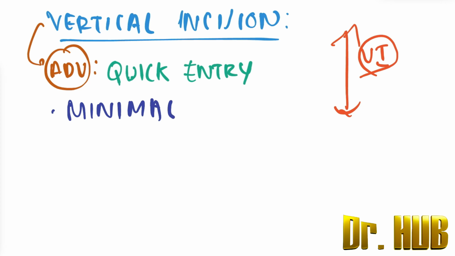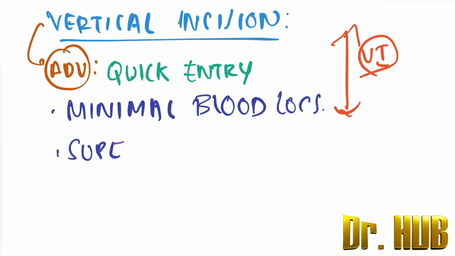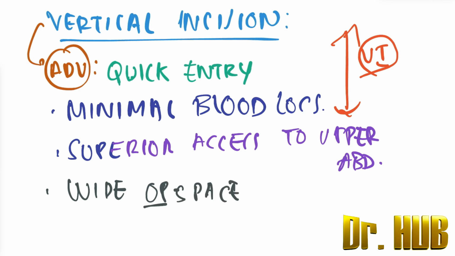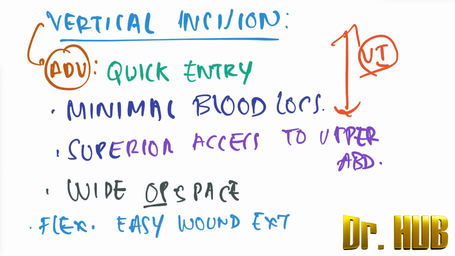Minimal blood loss. It gives superior access to the upper abdomen. There is a wide operating space. So in vertical, the advantage is the wide operating space. What is the other advantage? There's flexibility for easy wound extension if necessary.